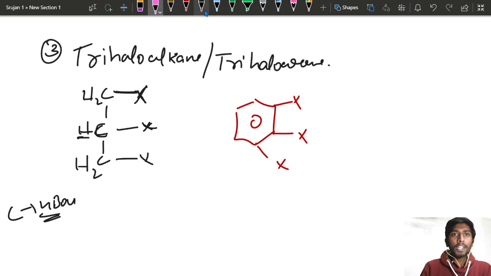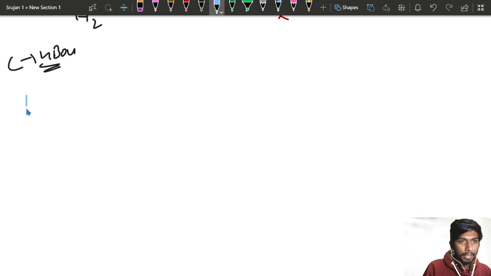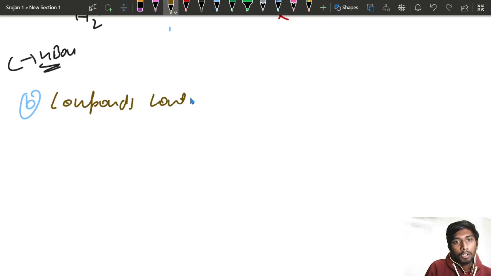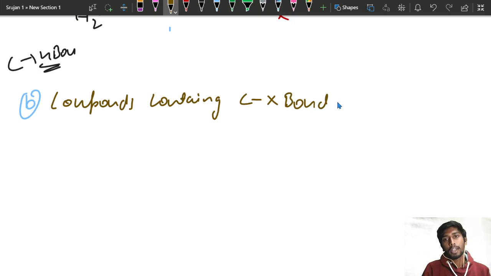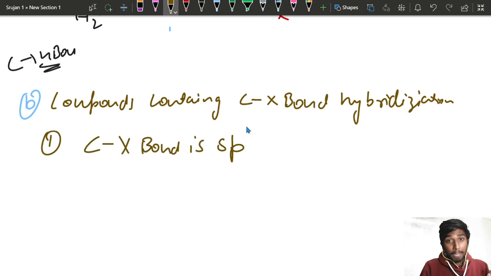Next, the second classification is on the basis of the hybridization of the C-X bond in the compounds. Let me tell you the first thing: compounds in which the C-X bond is sp3 hybridized. This is the first classification.